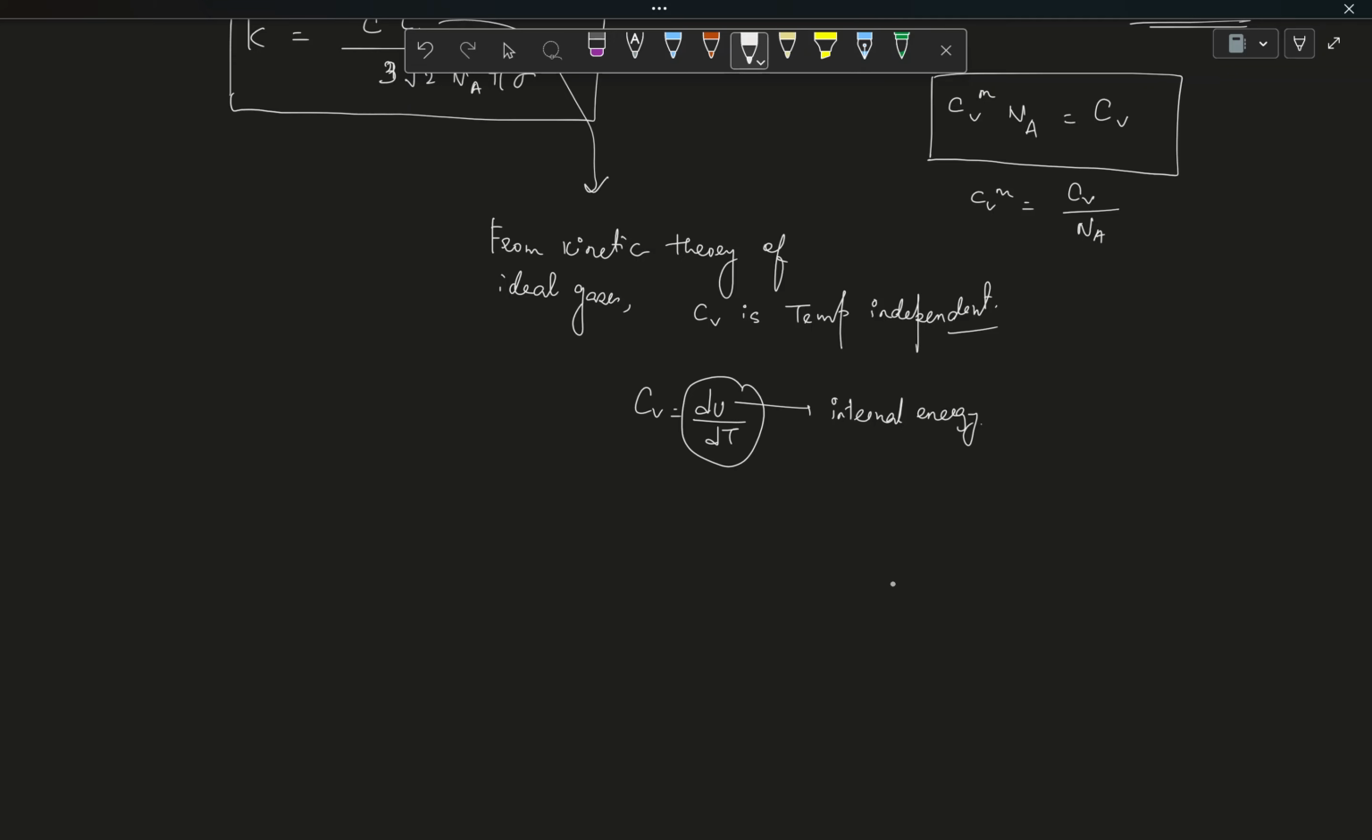Whenever you have this linear dependence, and then you are taking a temperature derivative in CV, that linear term also goes away and you have just some term that is independent of temperature.